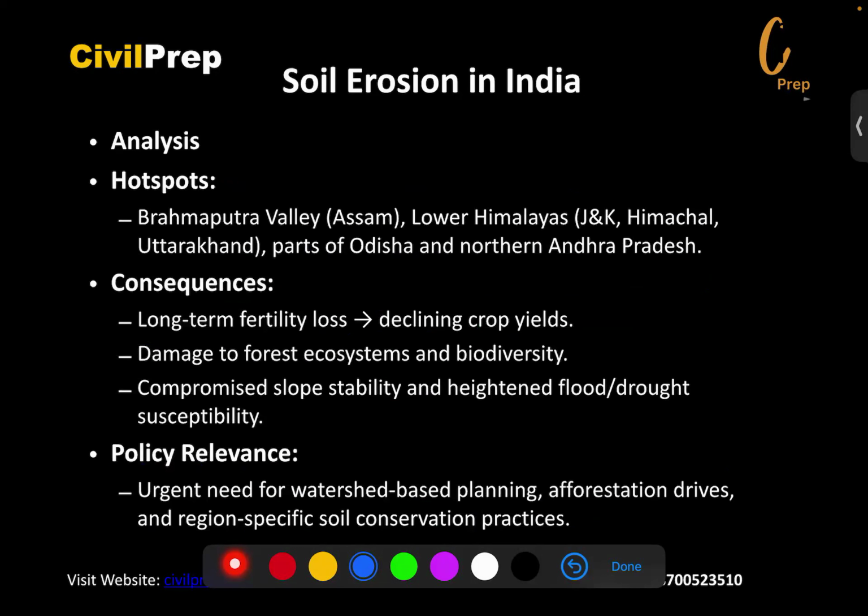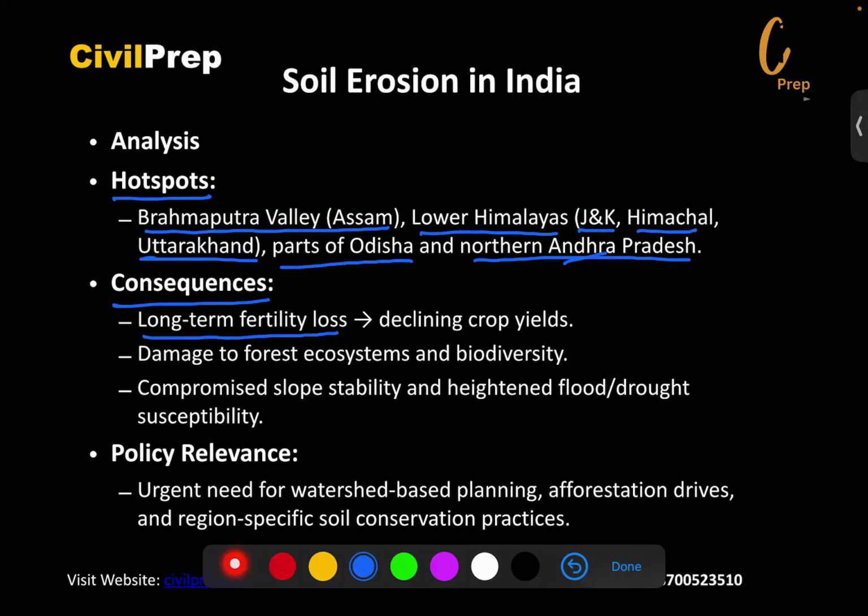Then analysis of this part will be seen. The hotspots of soil erosion are the Brahmaputra Valley in Assam, and the lower Himalayas in the regions of Jammu and Kashmir, Himachal Pradesh, and Uttarakhand. Certain parts of Odisha and northern Andhra Pradesh are also affected here. Consequences of soil erosion: long-term fertility loss, declining crop yields. This is seen in contemporary times. Damage to the forest ecosystem and biodiversity. This is a cascading effect.